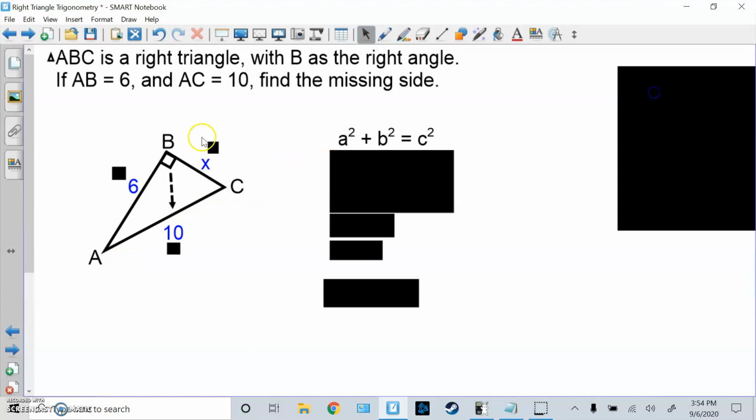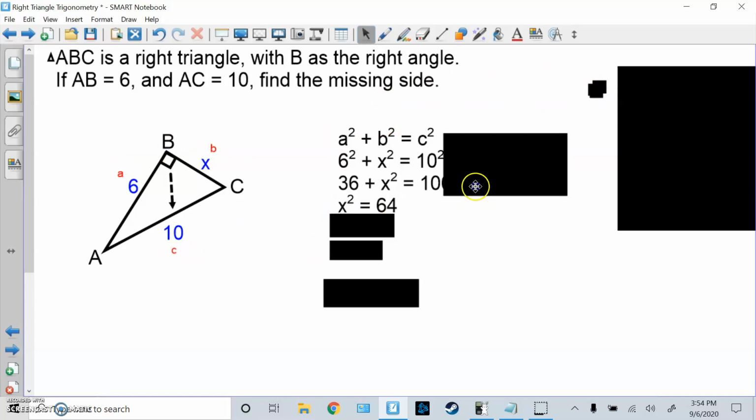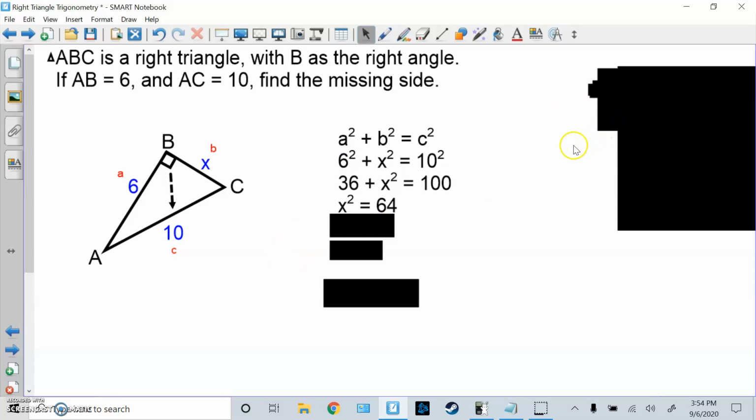First, I'm going to label the sides A, B, C, so I'll call this one A, I'll call this one B, and C must be the hypotenuse, the 10, no matter what. I fill in the formula. So 6 squared plus x squared equals 10 squared. Do the math. 36 plus x squared equals 100. Subtract 36. X squared equals 64. Square root both sides.